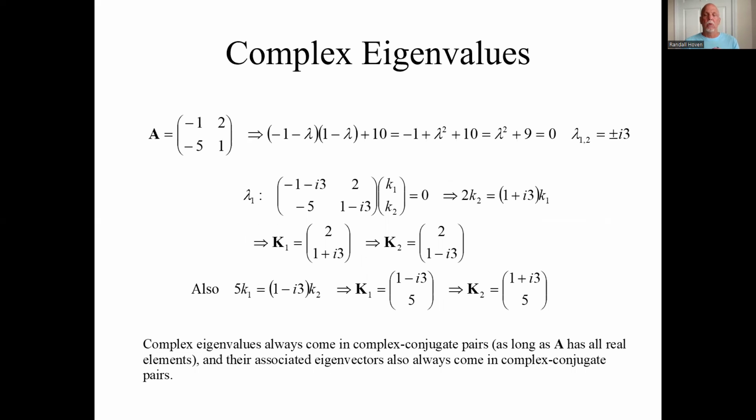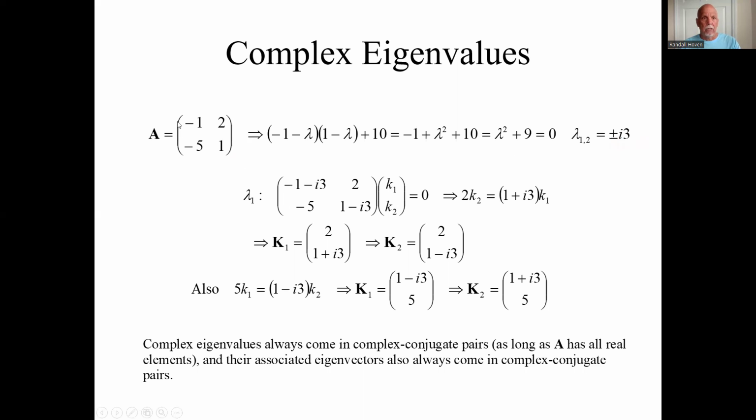And I'll quickly go through one more case. It is possible to have complex eigenvalues. Say this is your matrix. We'll subtract lambda off the main diagonals, -1 minus lambda times 1 minus lambda plus 2. Right? That leads, we'll simplify it, it leads to this quadratic. I get a complex conjugate pair of eigenvalues. And as long as the A is all real, your complex eigenvalues will come in complex conjugate pairs.